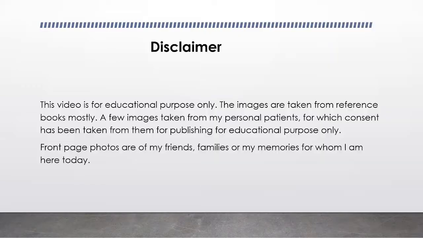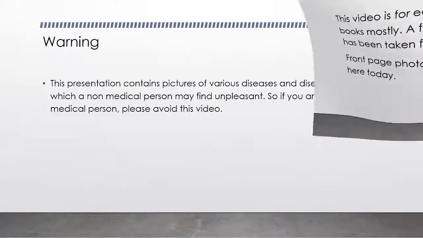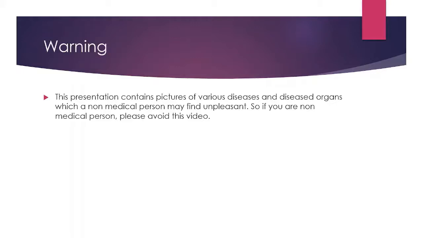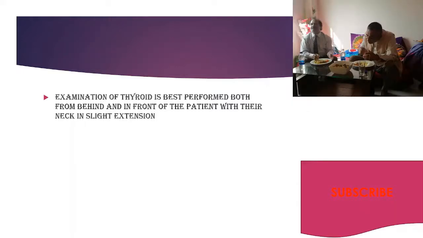Thyroid gland examination. A disclaimer. So let's start our journey to know how to palpate a thyroid gland. You all know the thyroid gland is best palpated both from behind as well as from the front of the patient when his or her neck is in slight extension. So first you ask the patient to extend the neck, then go for palpation.